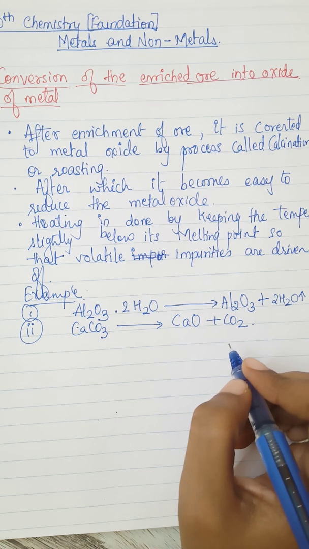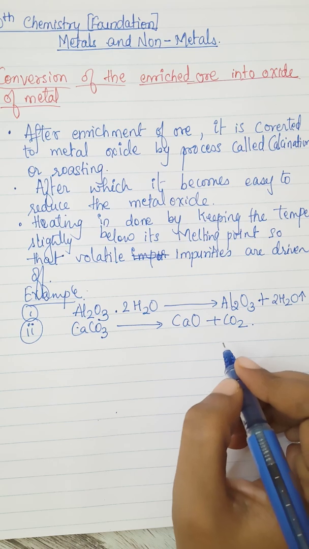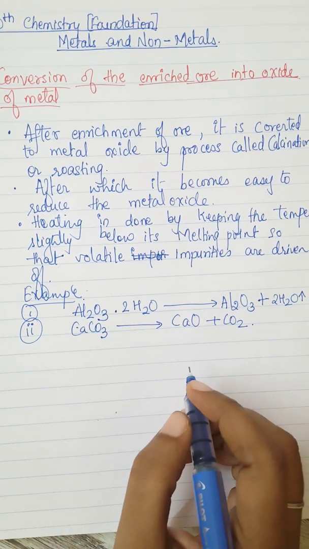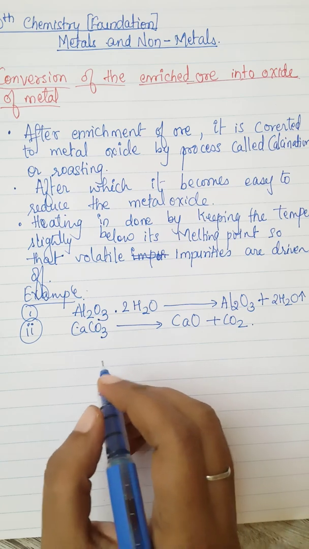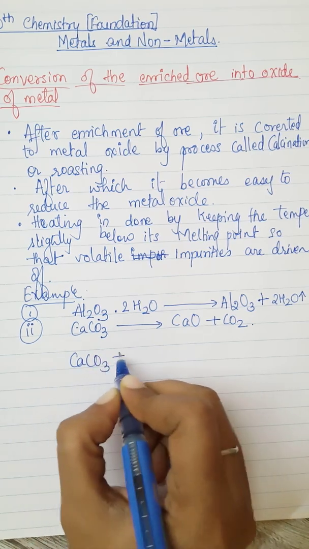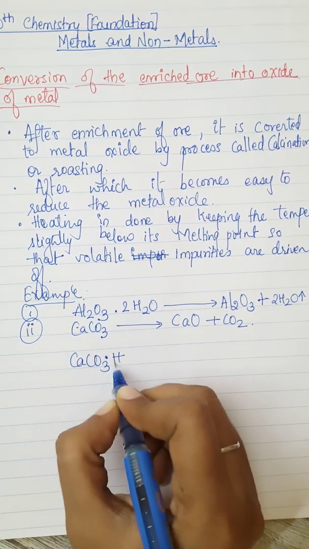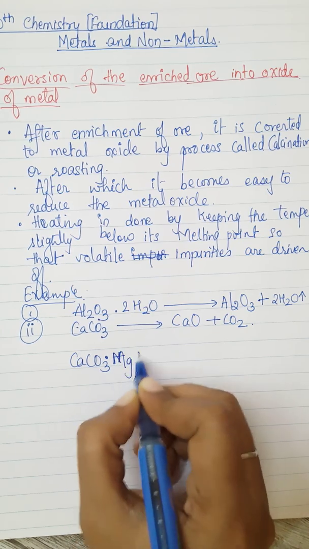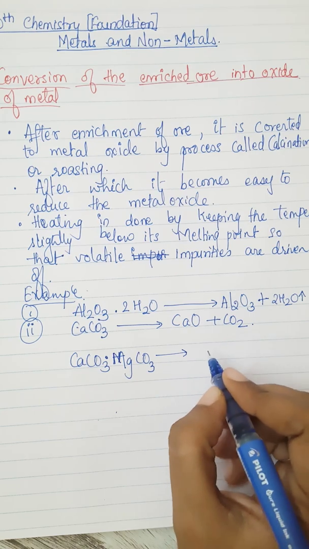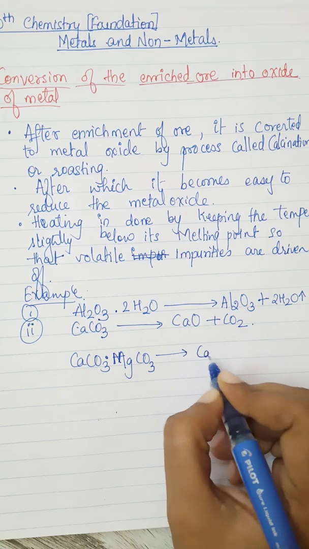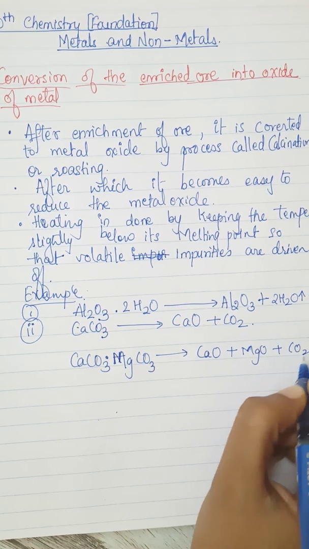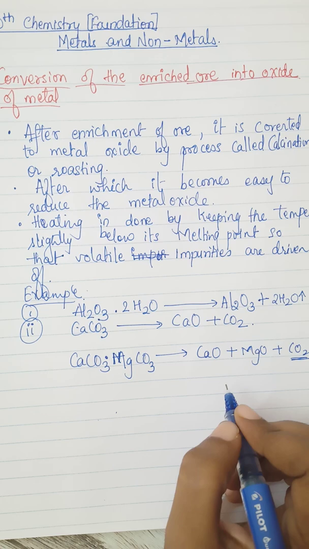Along with this there can be other impurities also, right? So for them also we can do the same thing. Calcium carbonate along with it, in the form of crystal, magnesium carbonate. They are together. When we heat this also, we get calcium oxide plus magnesium oxide plus carbon dioxide. This is a volatile impurity, it can be removed.